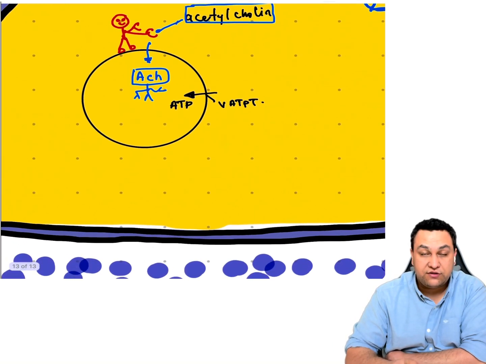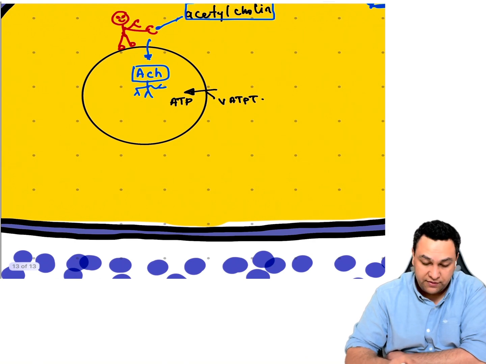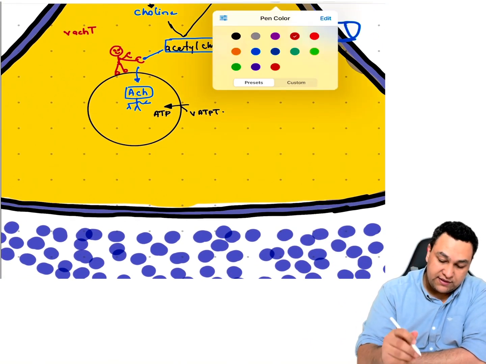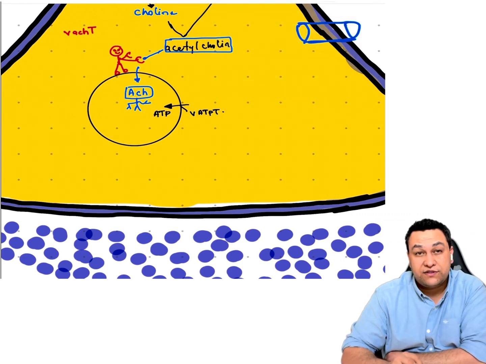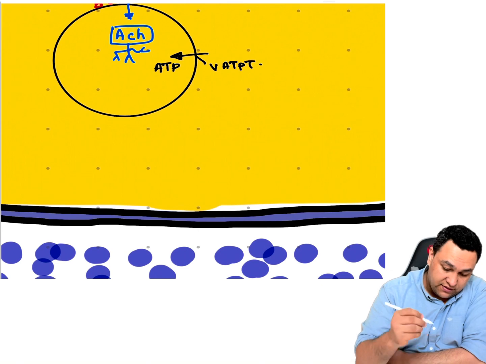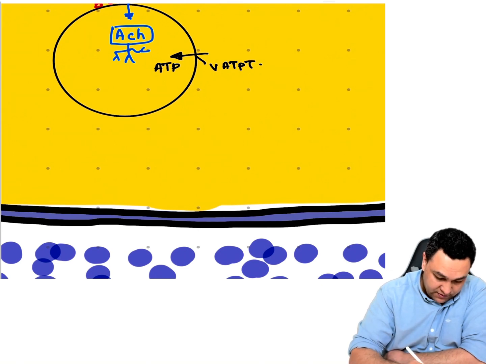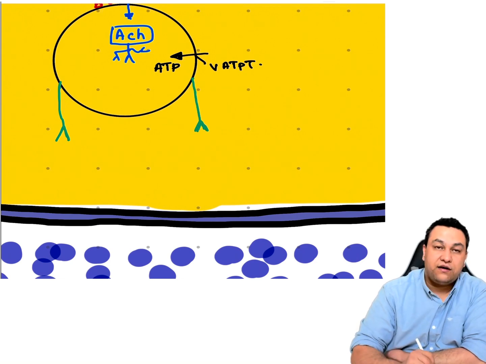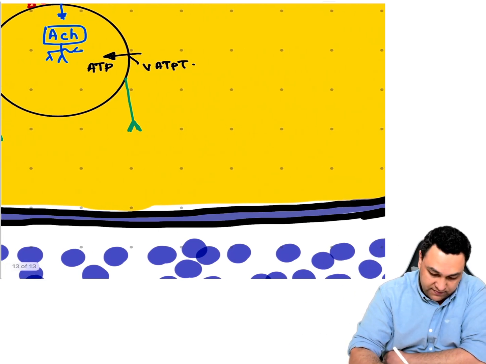Let's see how the acetylcholine could be released from here. Before going to that, let me tell you some specific things about this vesicle, because on the outer membrane of this vesicle there are very special proteins located. Now these proteins, which are seen on the outer surface of the vesicles, are called SNARE proteins.